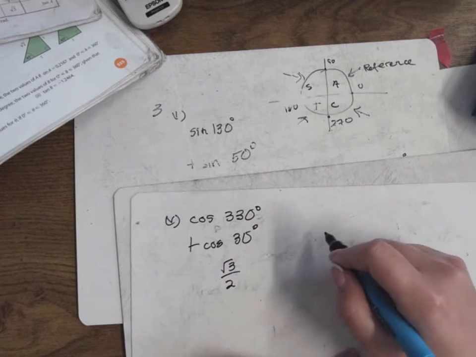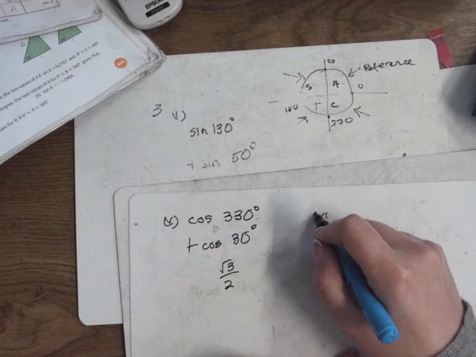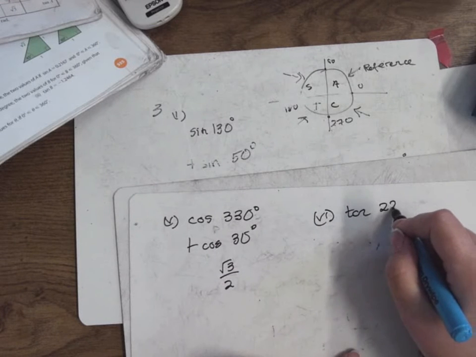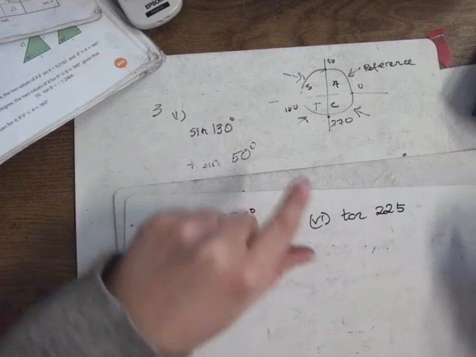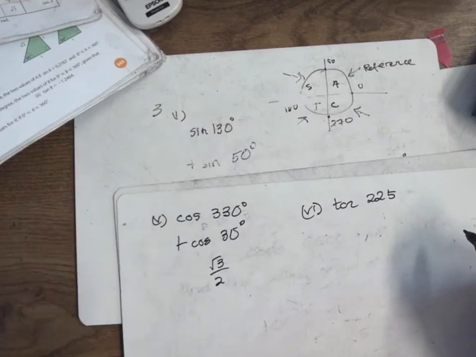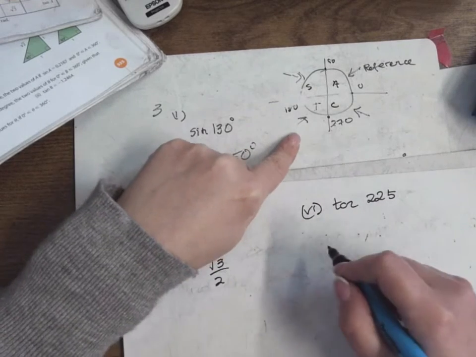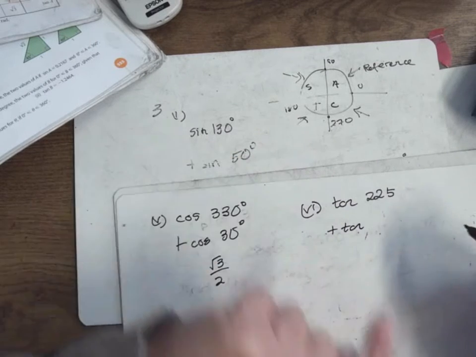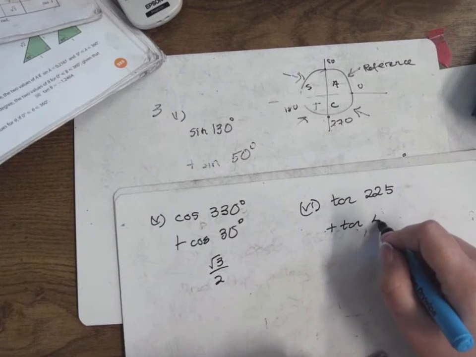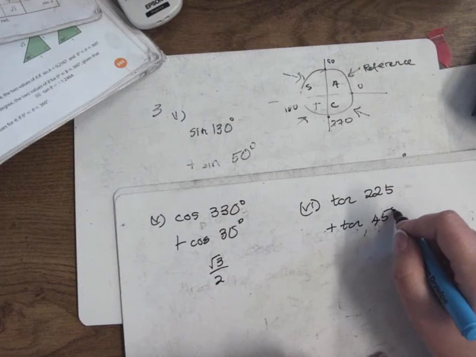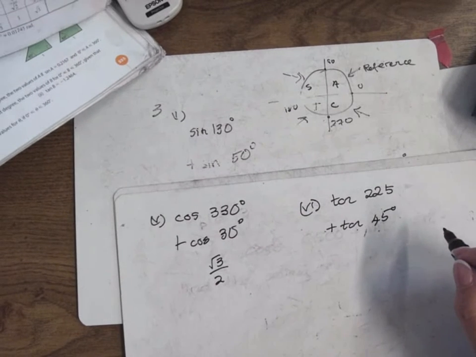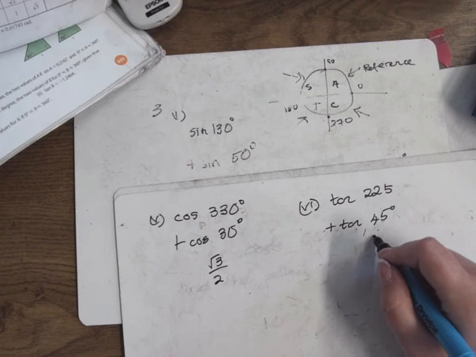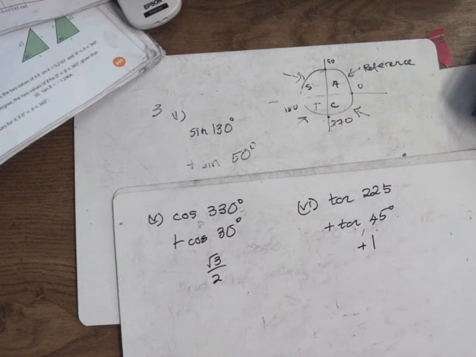Right, next one, part 6 is tan of 225. So tan of 225 is in here. Positive or negative? Positive. Reference angle? Take away 180 from that and you'll get 45. So in your calculator you get tan of 45 and you put a plus in front of it. So tan of 45 is 1. So it's plus 1. Is that okay?